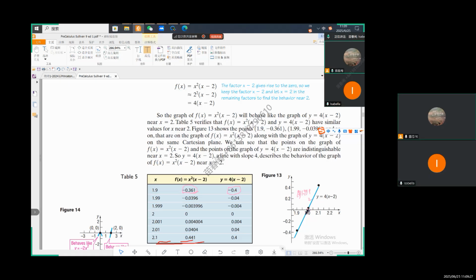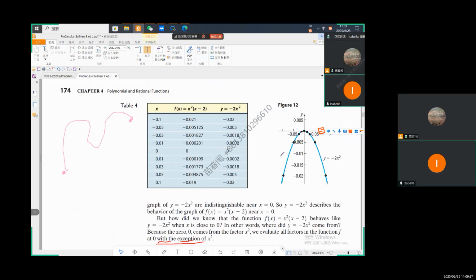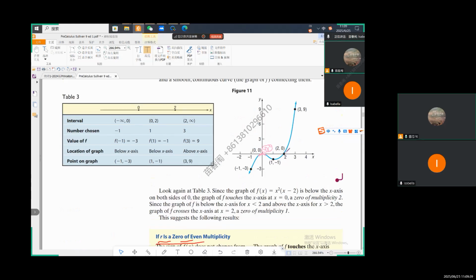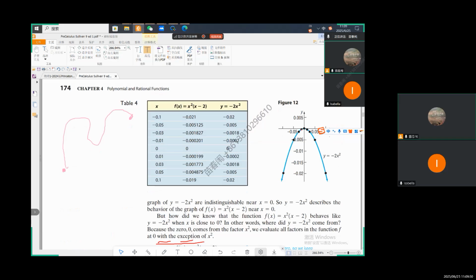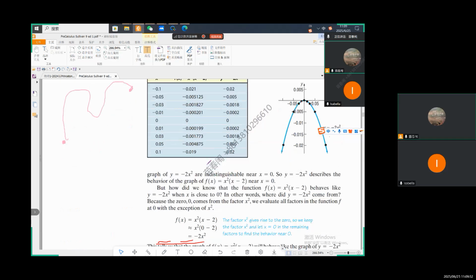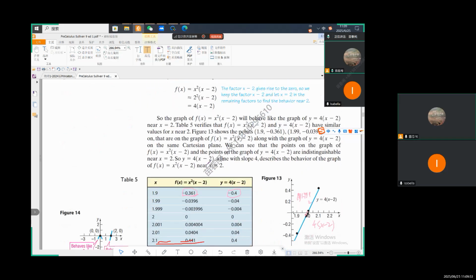So around this place, I was just telling myself, you can draw 4 times (x minus 2). Around this place. So which means this is why it looks like this. If you draw a tangent line, it would be something like this. Does that make sense? So this is called near 0 behavior.